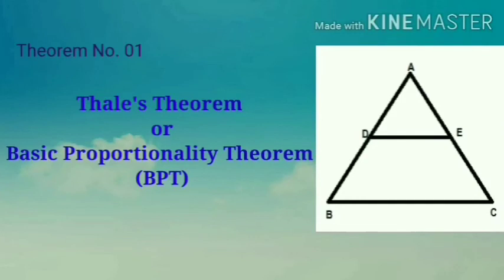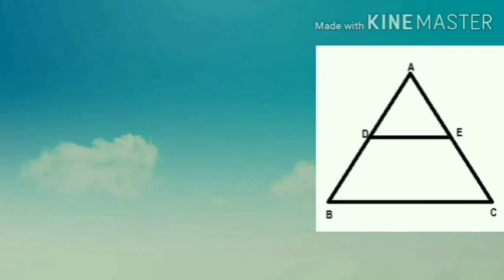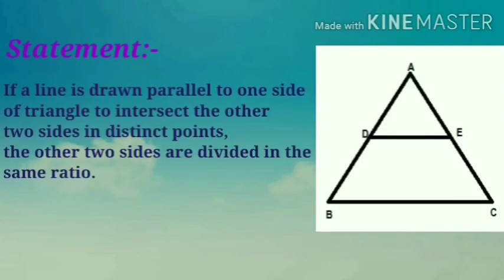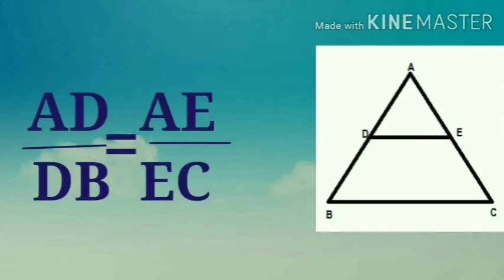Theorem number 1, Thales theorem, or we can say basic proportionality theorem, BPT also. Statement: if a line is drawn parallel to one side of a triangle to intersect the other two sides in distinct points, the other two sides are divided in the same ratio. In the given figure, DE is parallel to BC, so we have to show that AD by DB is equal to AE by EC.